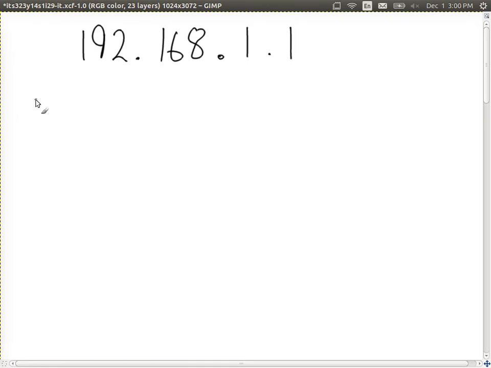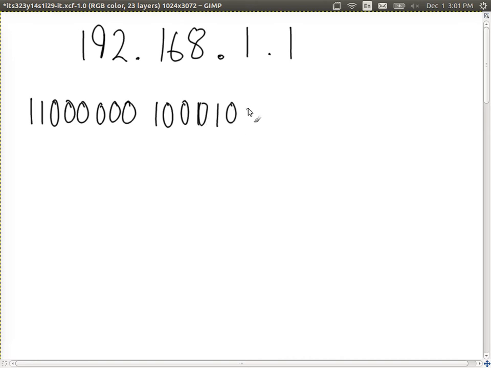192 is an easy one. It's 2 ones followed by 6 zeros. And although in the IP address there's no space, for the visual part I'll just have a space. What's 168? That's a zero. Is that correct? Someone confirm my math. 168, 100, 100. 1-0. Right.